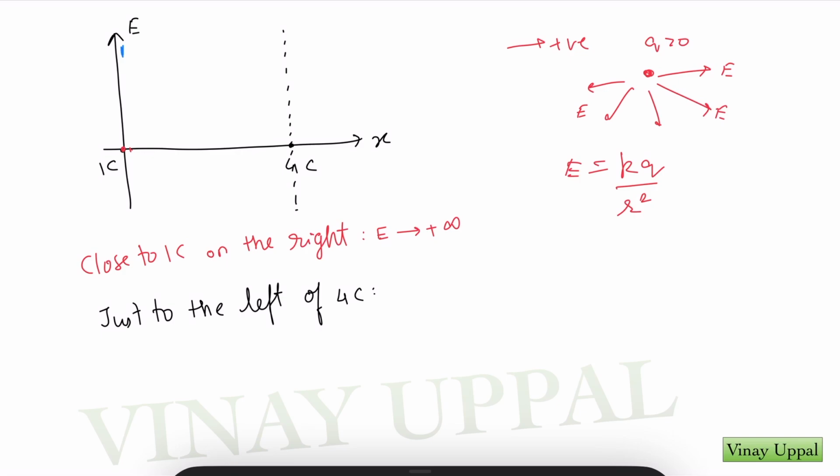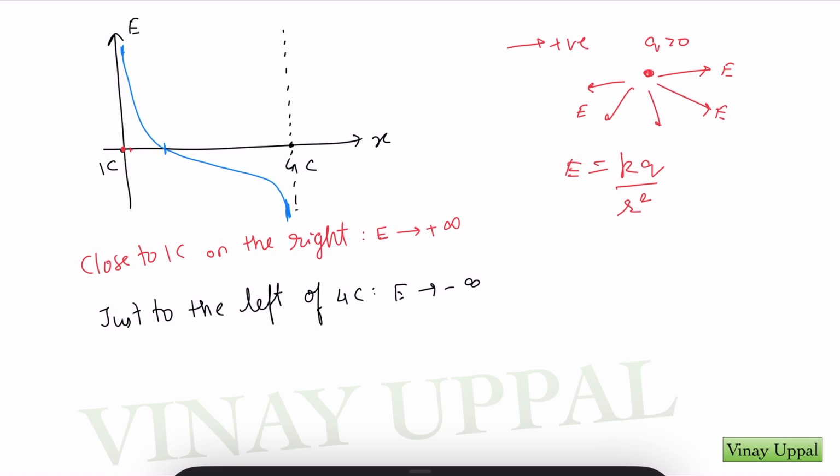So the electric field will be to the left, and once again in magnitude it will be tending to infinity, because R is very close to 0. So the electric field will be tending to negative infinity. Negative implies that the electric field is to the left. So my electric field will be somewhere here, and therefore my graph would be something of this sort. The point where the graph cuts the x-axis will be the position where the electric field is 0.